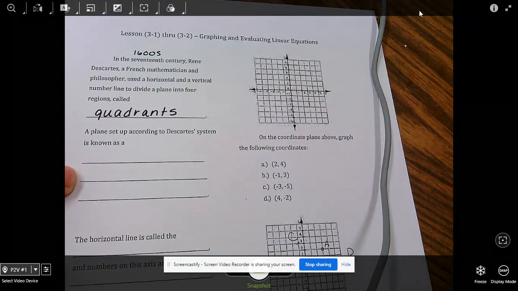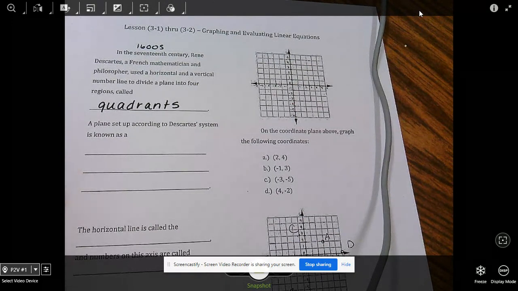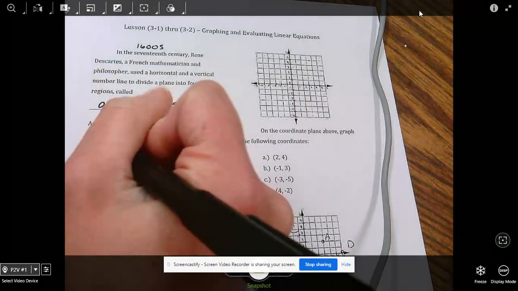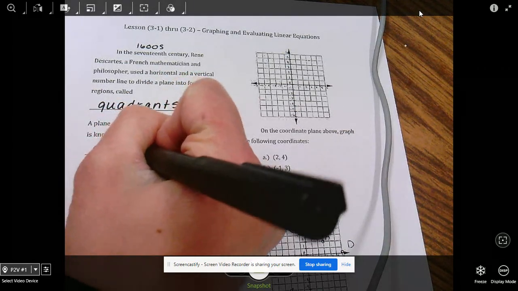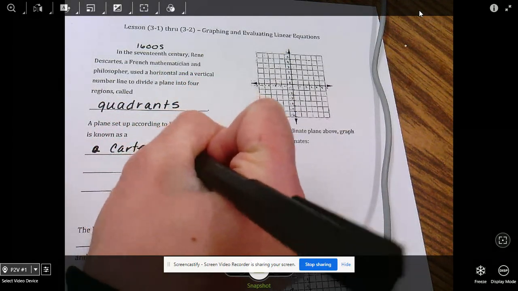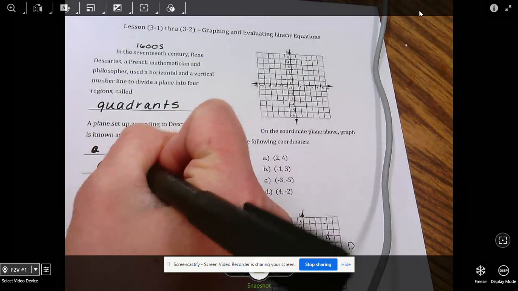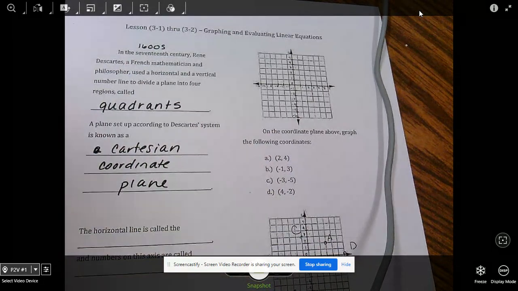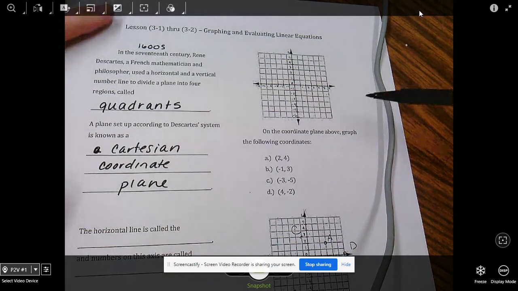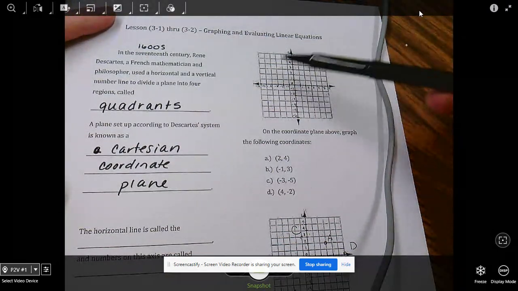It says a plane set up according to Descartes' system is also known as a Cartesian coordinate plane. So this guy, Rene, he was French, and supposedly, the legend goes, he saw this fly on his ceiling.